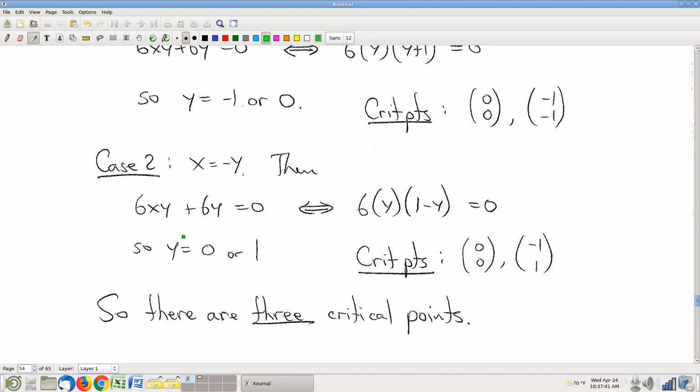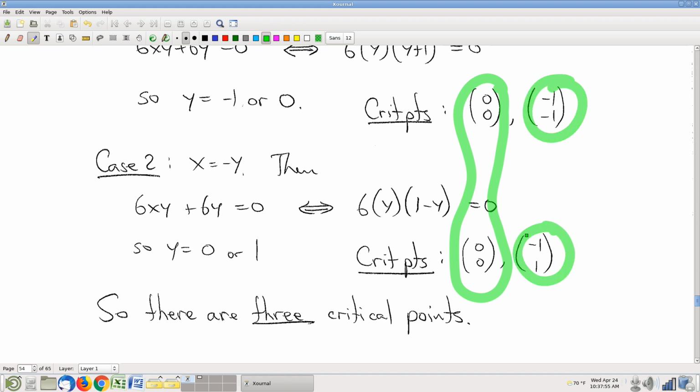Okay. All right, so tempting to say 4, but of course these are the same critical point. So this point has failed to be eliminated in either case. Right? So anyway, 3 critical points, and that's how you deal with that. Is everybody on board?